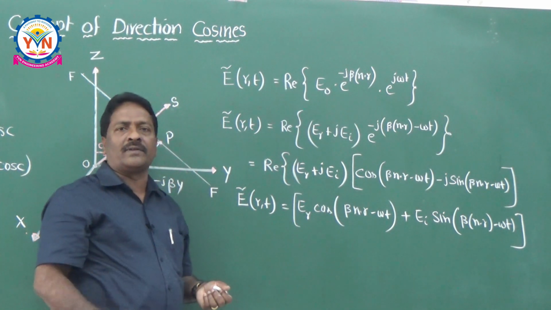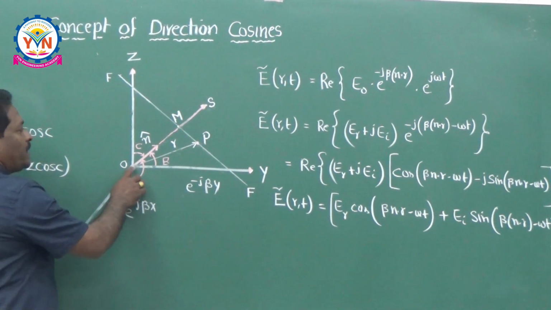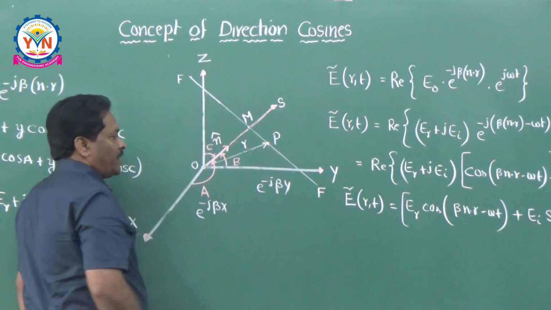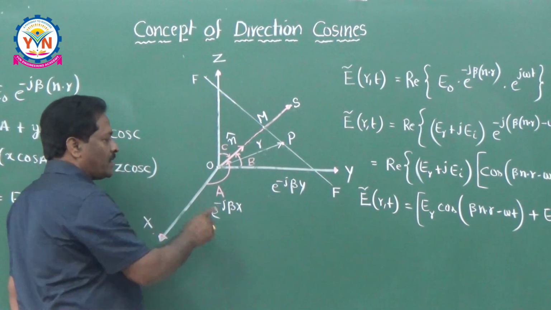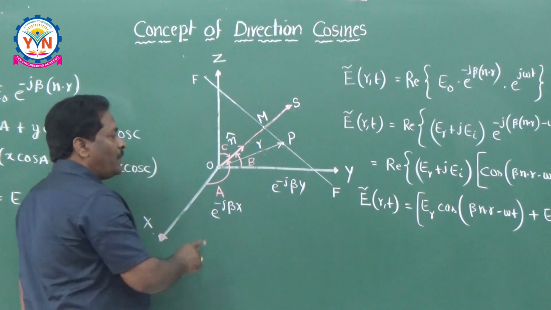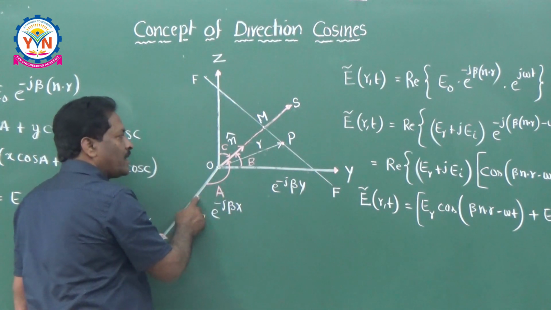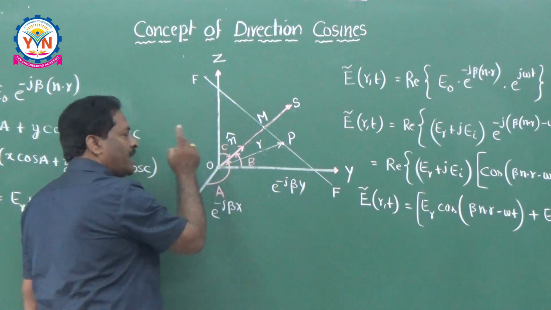So finally I would like to tell you, if you want to write a wave equation in an arbitrary direction, the information required is a, b, c. A, b, c means angle with x-axis, angle with y-axis, angle with z-axis.